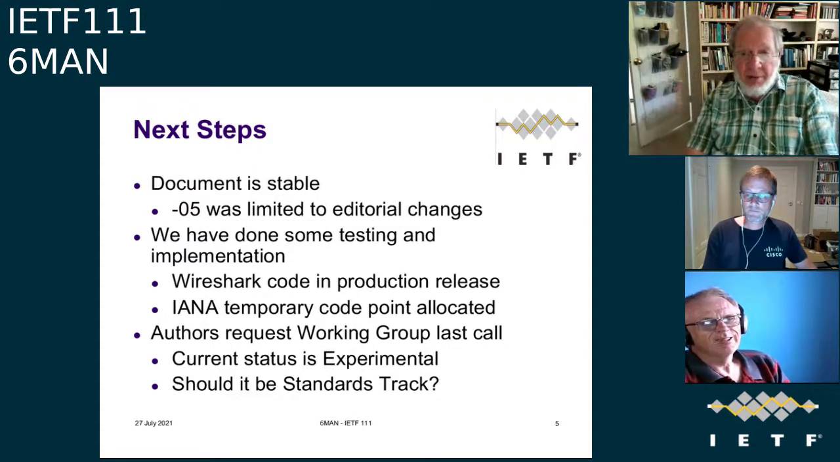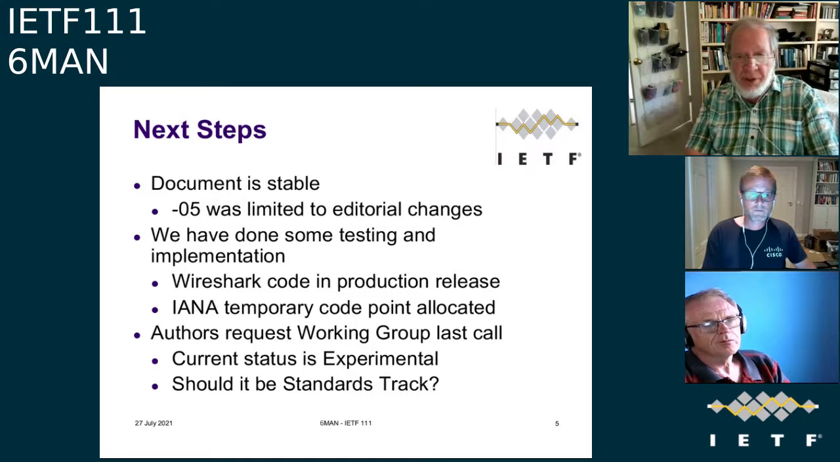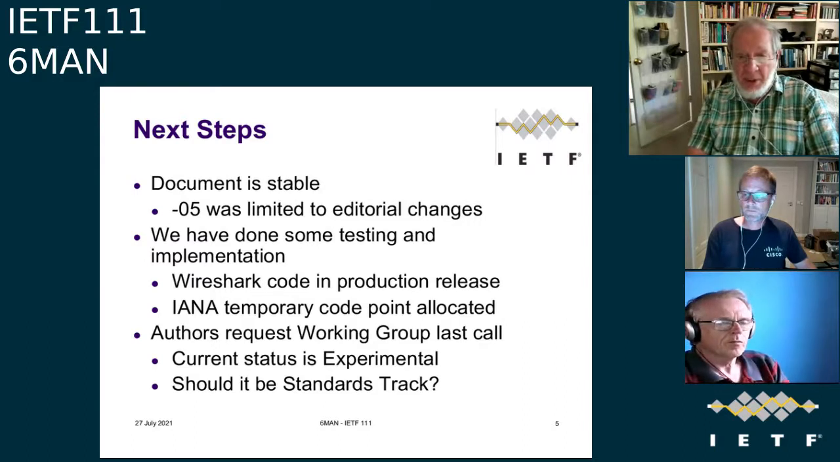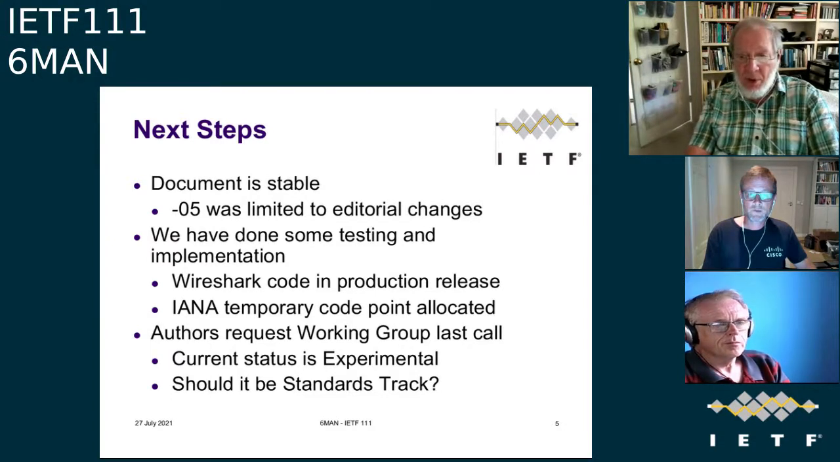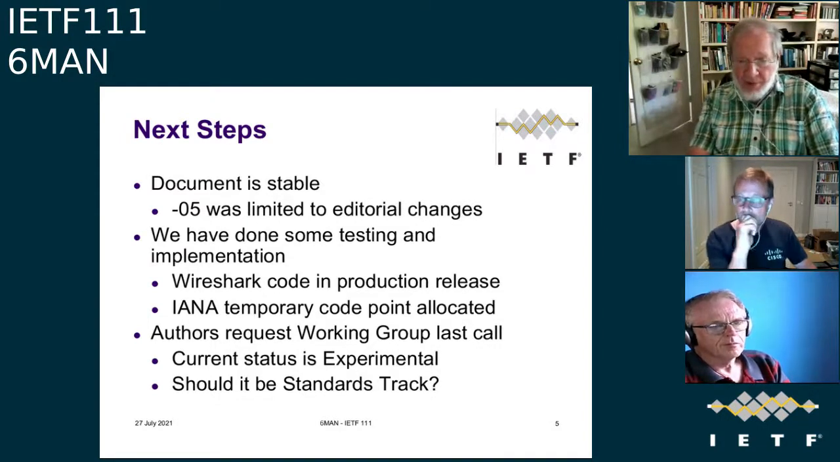We believe the document is stable. The current draft was limited to editorial changes. We have done some testing and implementation. Wireshark is shipping code in the production release that will display these. There was a temporary code point allocated. And so we would like to request working group last call on this. The current document lists the status as experimental. It could obviously be standards track, but I don't think we have a very strong feeling on that. But we would like to hear from you.